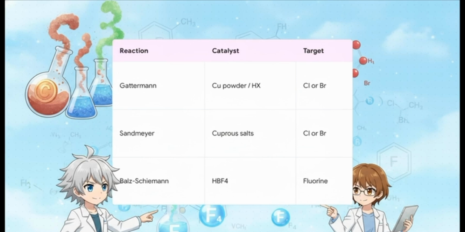But look at the bottom row for a second, the Balz-Schiemann reaction. This one is unique. If your exam asks you to synthesize a fluorobenzene, you cannot use Gattermann or Sandmeyer. There is no way around it. You must use the Balz-Schiemann reaction, which utilizes fluoroboric acid specifically to target fluorine.